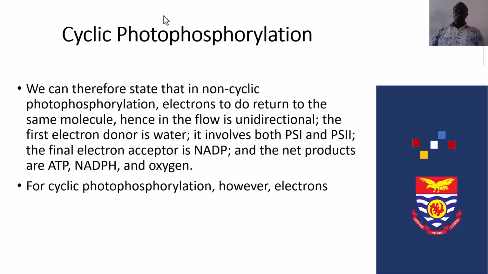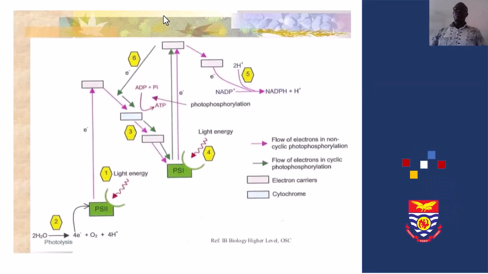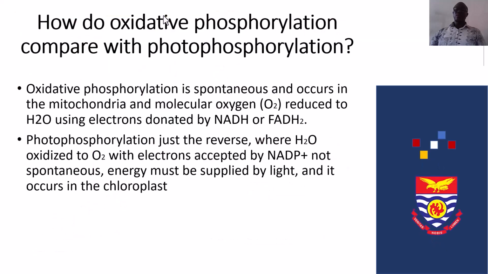We can therefore state that in non-cyclic photophosphorylation, electrons do not return to the same molecule. Hence, the flow is unidirectional. The first electron donor is water. It involves both photosystem 1 and 2. The final electron acceptor is NADP, and the net products are ATP, NADPH, and oxygen. For cyclic photophosphorylation, however, electrons are as follows. So here is the diagram, that is how it goes through.